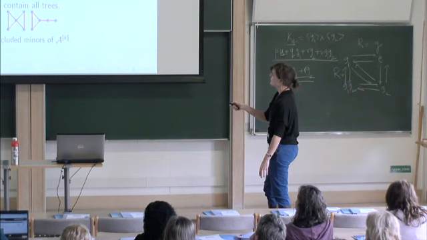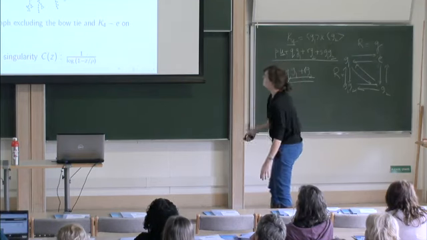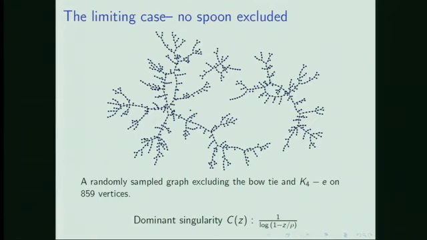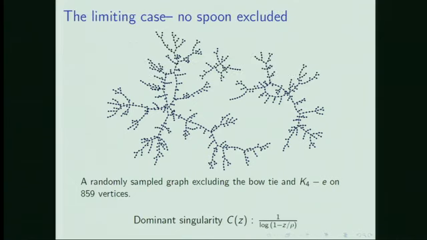Next question. What happens if I now increase k? For every fixed k, I have that, but in the limiting case, what happens? Here's a picture of the limiting case. Basically, it means we're only excluding these 2 minors. That's obviously something you have to prove, but you can prove it. The limiting case is basically you get rid of that, and you just have that.